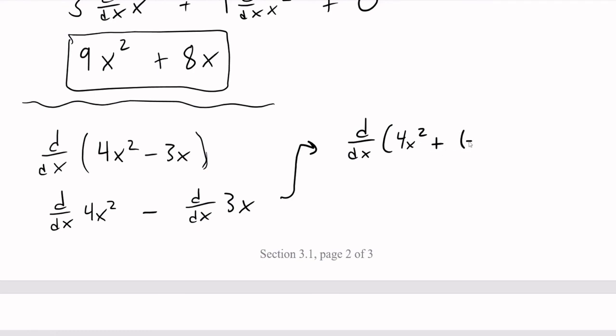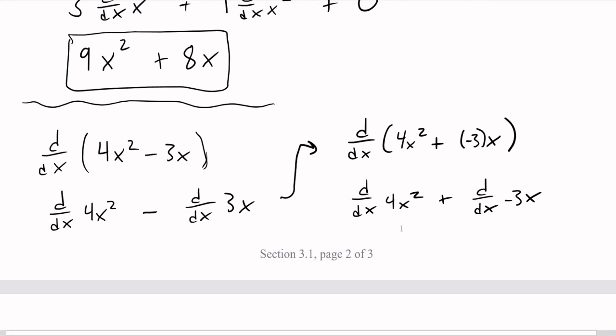This is actually this, right? Subtraction is just addition of a negative. So really this is just the sum rule. This is just the sum rule. So you could think about it that way. Either way is fine. This seems like more work to think about things this way, but thinking of subtraction as addition with a negative can be a useful way of viewing things.